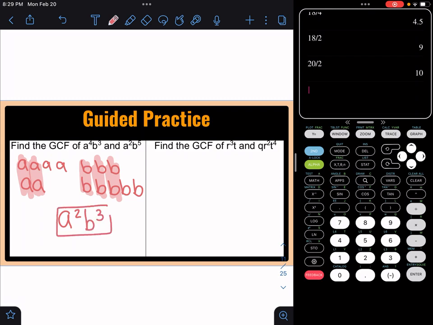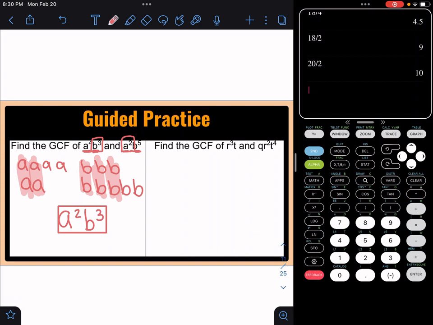To find the GCF, you look at each letter. So first we have a to the fourth and a to the second. Because 2 is smaller, that means our GCF would be a to the second. And then we have b to the third and b to the fifth. You want the smaller one. I know it's weird because you're looking for the greatest common factor, but you need the smallest amount because that would mean that both of them have that many of that variable in the term.